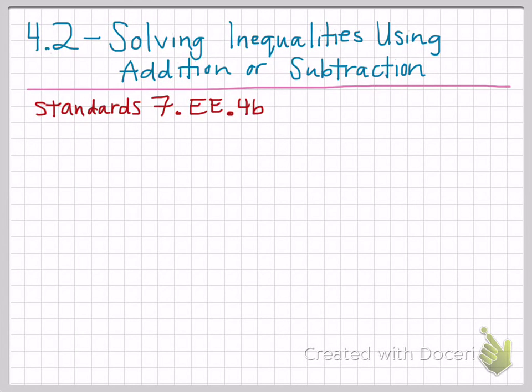Lesson 4.2, Solving Inequalities Using Addition or Subtraction. Please write the title down and the standards as well. Standard 7.EE.4b. In this lesson, you will solve inequalities using addition or subtraction and solve real-life problems.